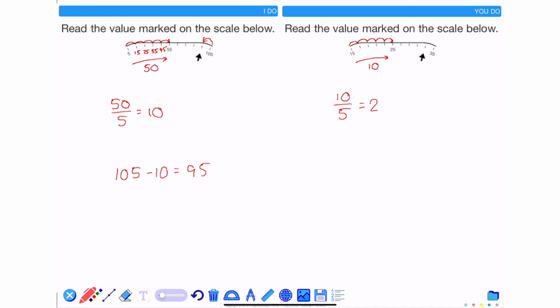So using this information, I can work out that the marker being highlighted is 2 less than 35. 35 take away 2 is 33.